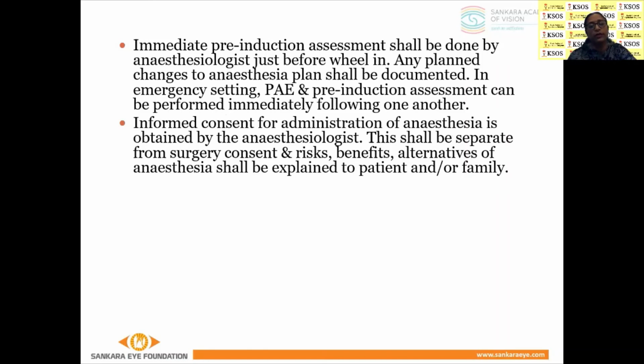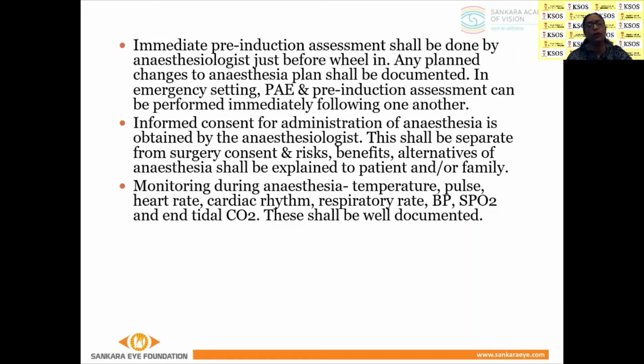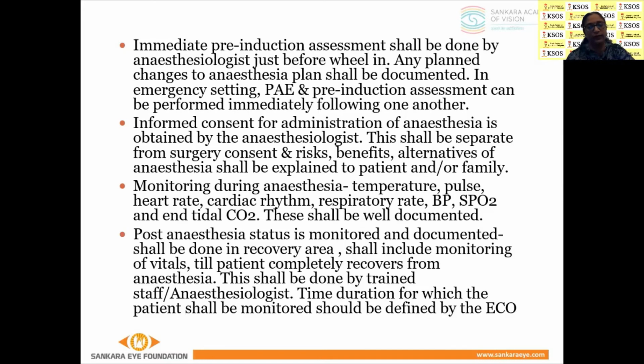Informed consent for administration of anesthesia is obtained by the anesthesiologist, and this shall be separate from surgery consents and risks. Surgery consent and the risks, benefits, alternatives of anesthesia shall be explained to the patient and the family. Monitoring during the anesthesia: temperature, pulse, heart rate, cardiac rhythm, respiratory rate, BP, SpO2, and the end tidal carbon dioxide. These also have to be monitored and they should be well documented in the case sheet.